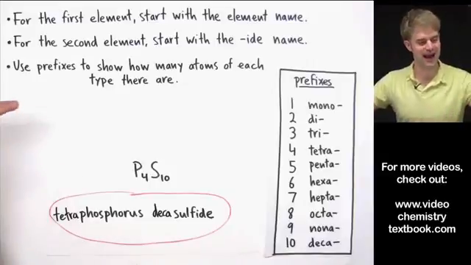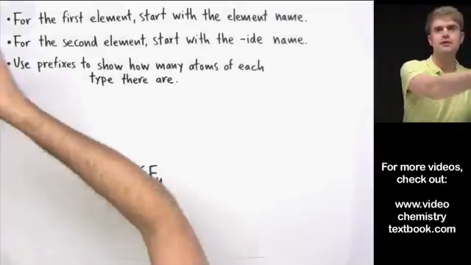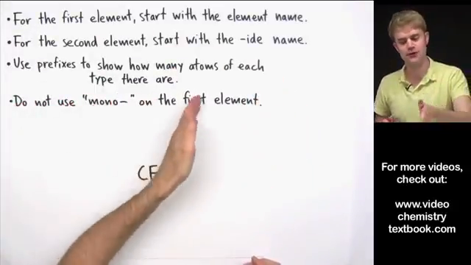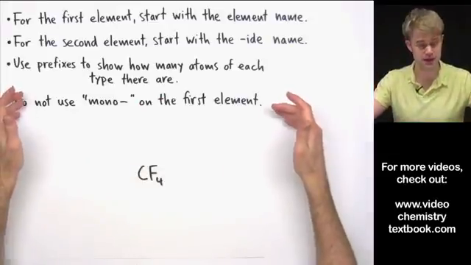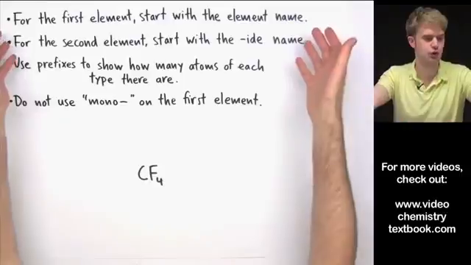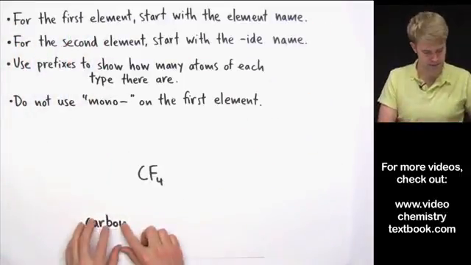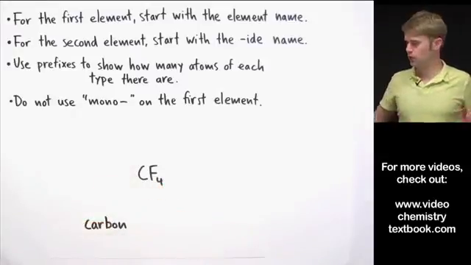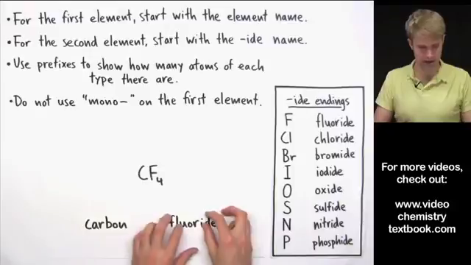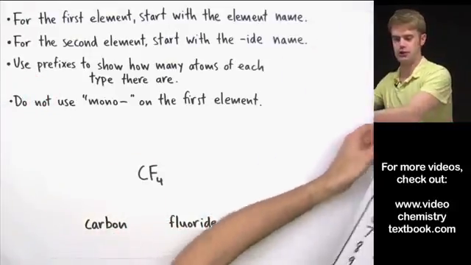Let's move on. We're going to add a couple more steps to deal with more complex formulas. Here's the next step: do not use mono on the first element. I'm going to show you what this means by working through naming this formula. We'll start it off just normally. For the first element, start with the element name, which is carbon. For the second element, fluorine, we use the IDE name, which in this case is fluoride. Now we get to the prefix part, and this is where things change a little bit.